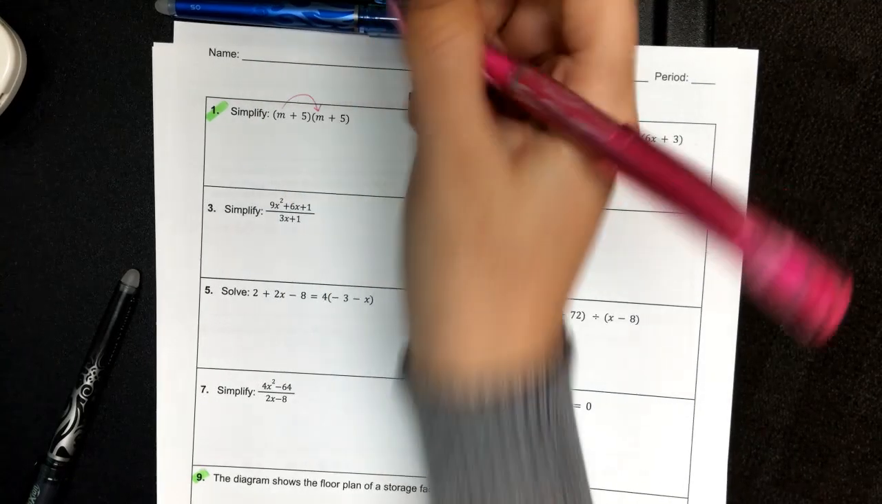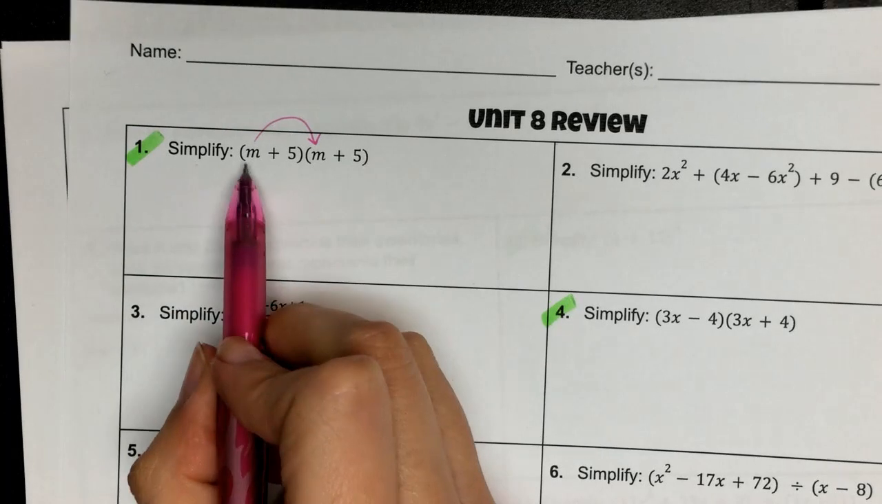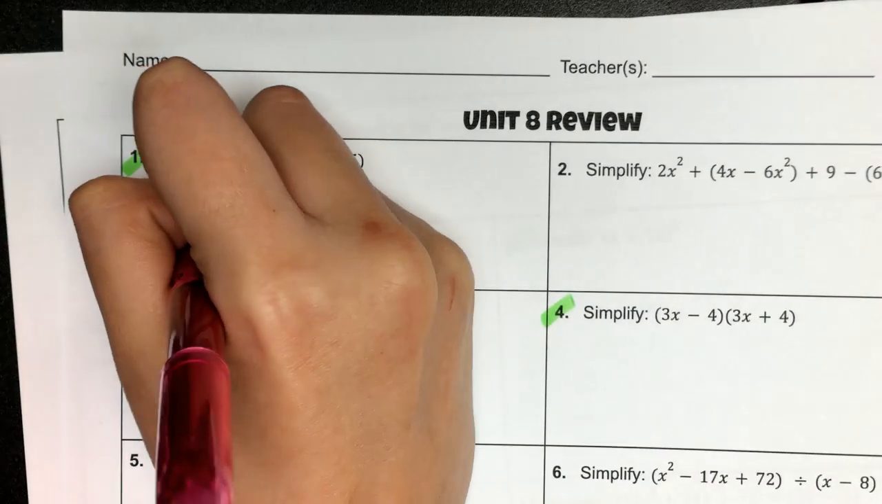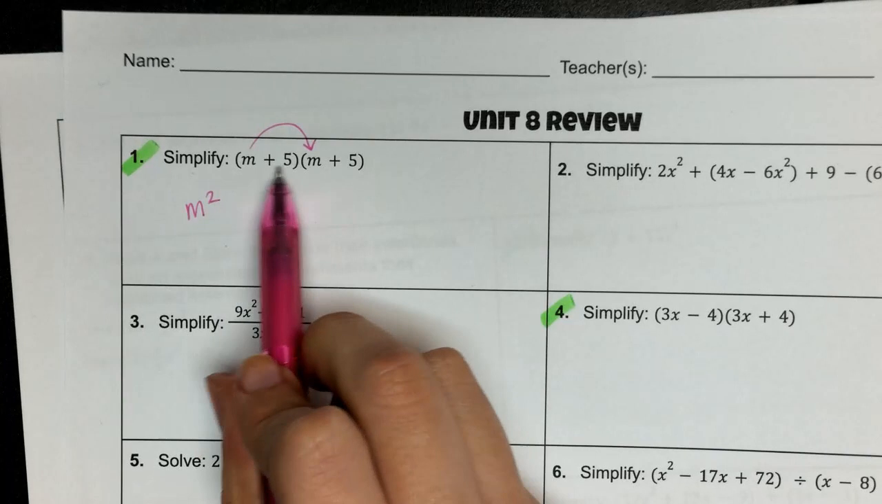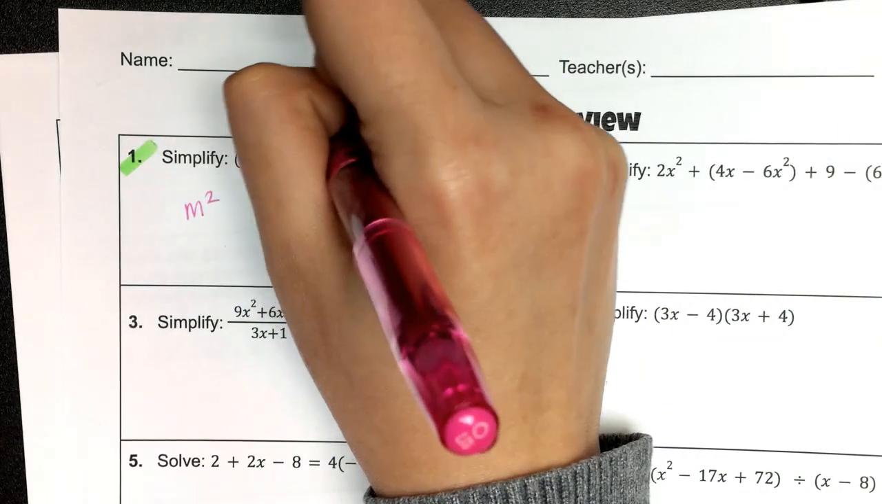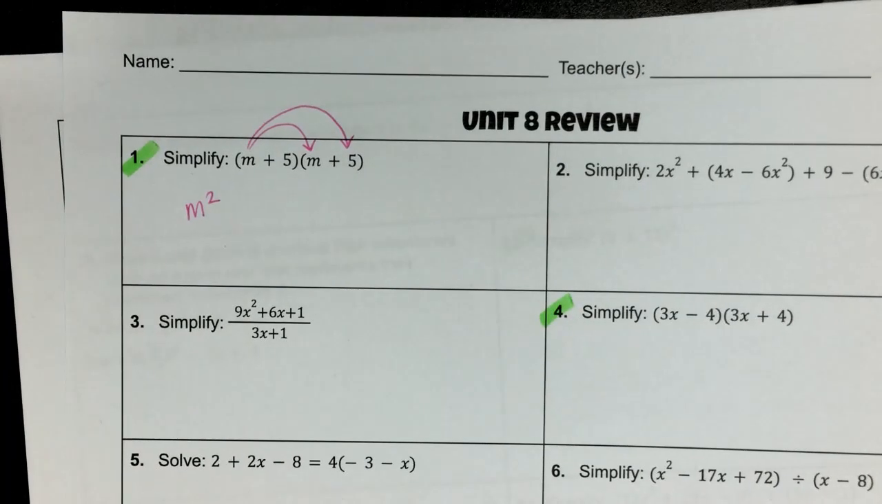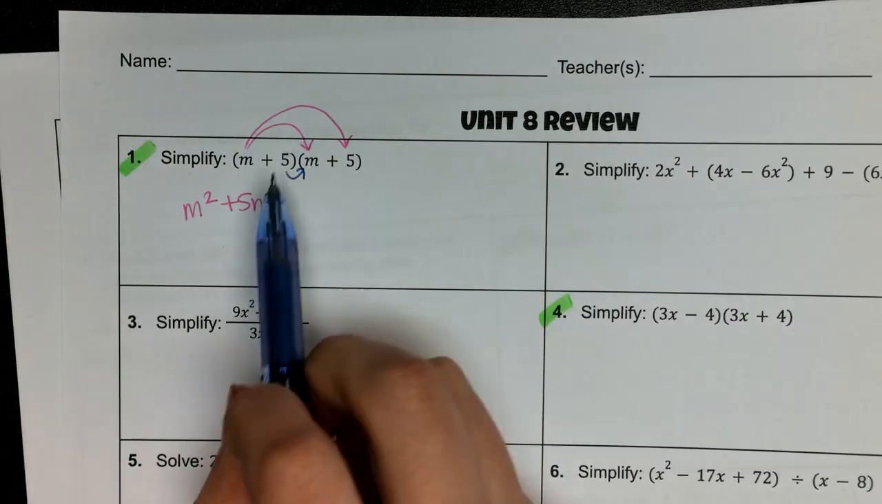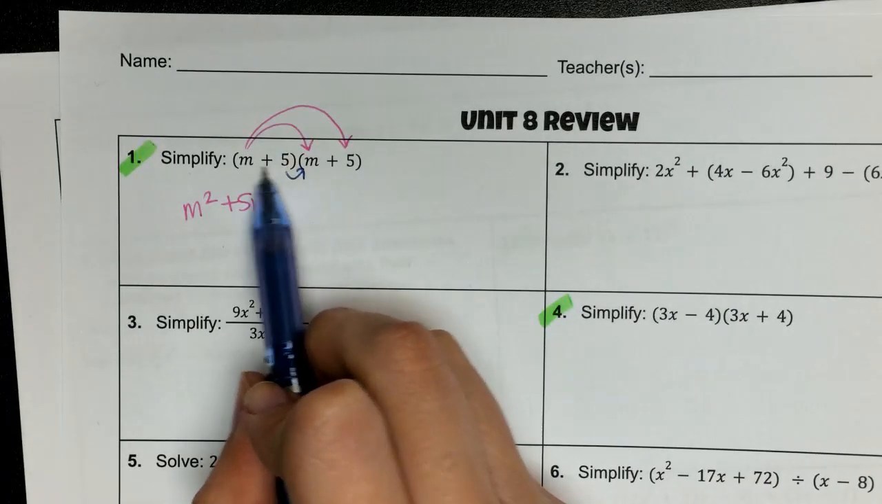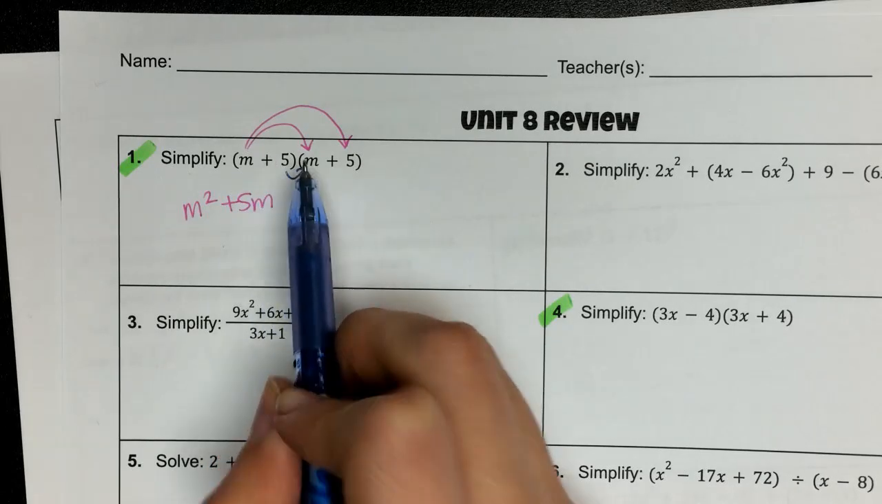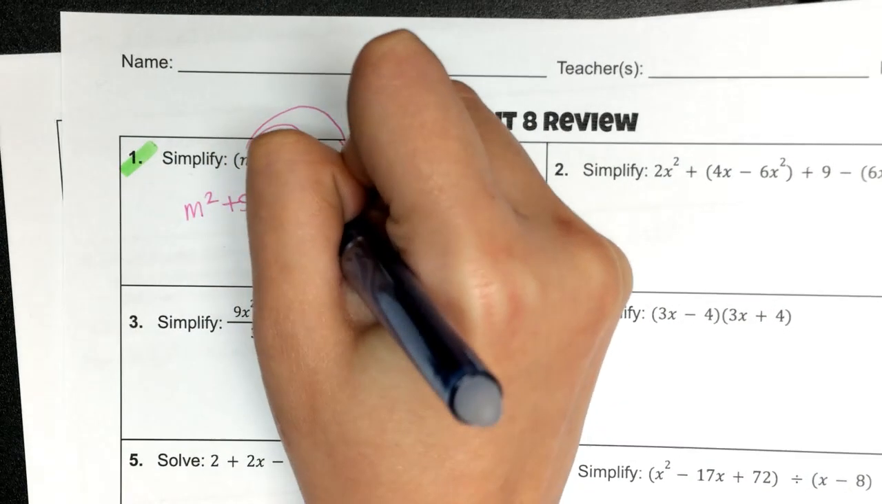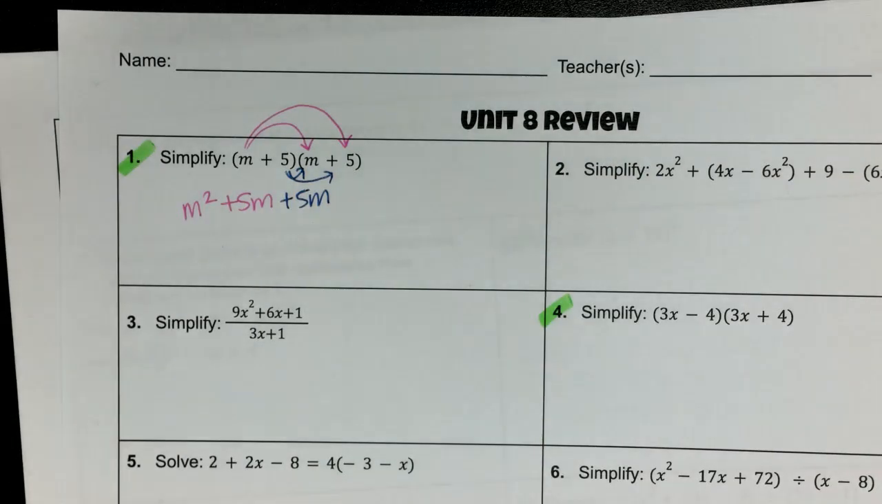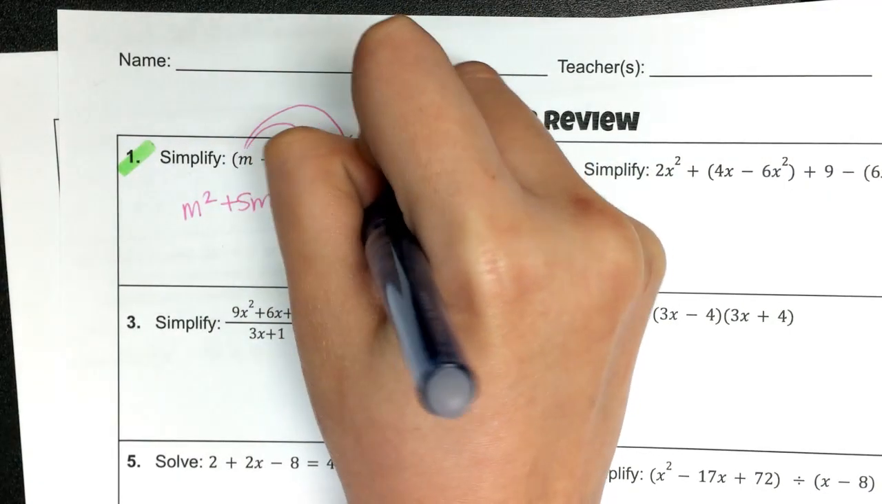I'm going to distribute the m from the first parentheses to the m in the second parentheses. I know m times m is going to give me m squared, because I'm multiplying the same thing by itself twice, and m times 5 is 5m. It's called double distribution because we are also going to distribute the second term in our first parentheses, which is this plus 5. So positive 5 times m is also a positive 5m, and then positive 5 times 5 is a positive 25.